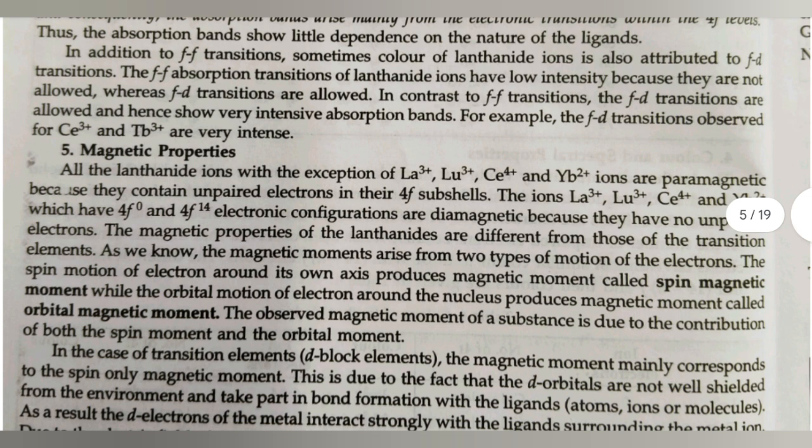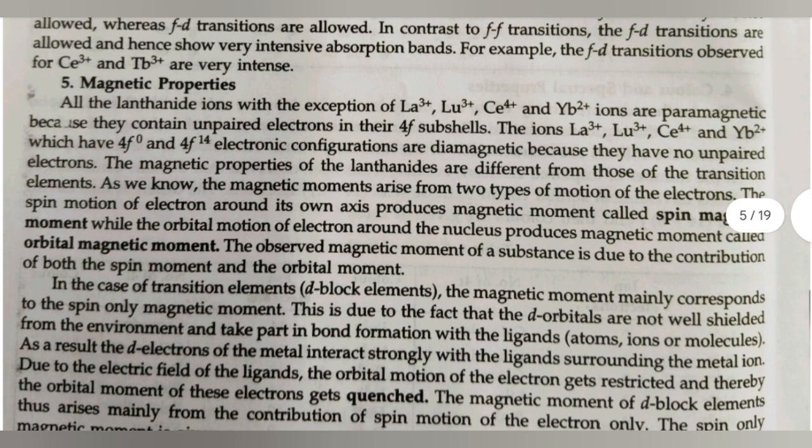In addition to f-f transition, sometimes the color of lanthanide ions is also attributed to f-d transition. The f-f absorption transitions of lanthanide ions have low intensity because they are not allowed. In contrast to f-f transition, the f-d transitions are allowed and hence show very intense absorption bands. For example, the f-d transitions observed for cerium 3+ and Tb3+ are very intense.